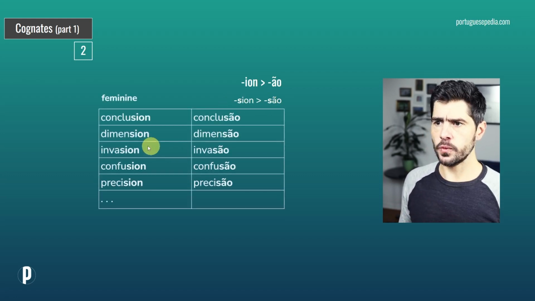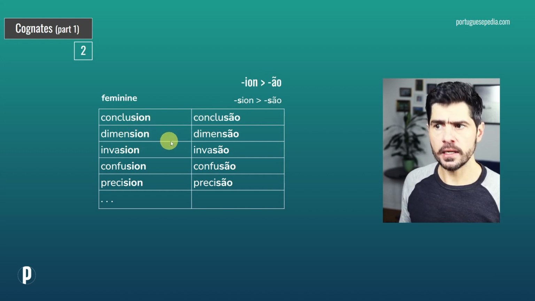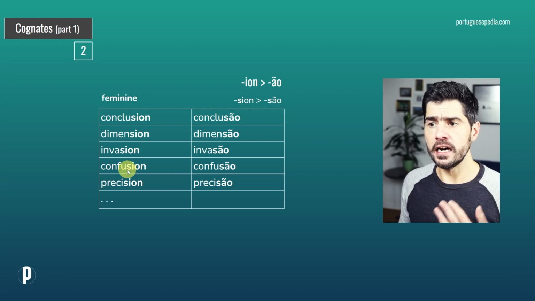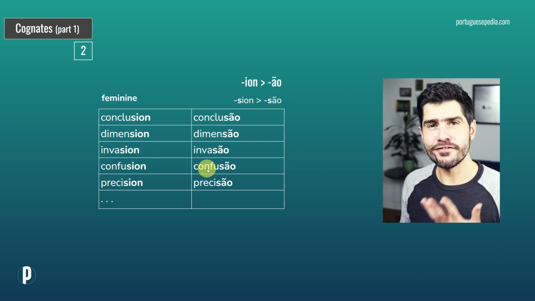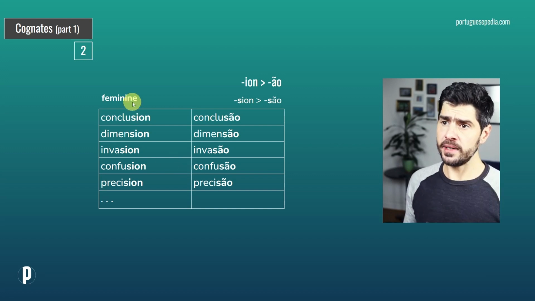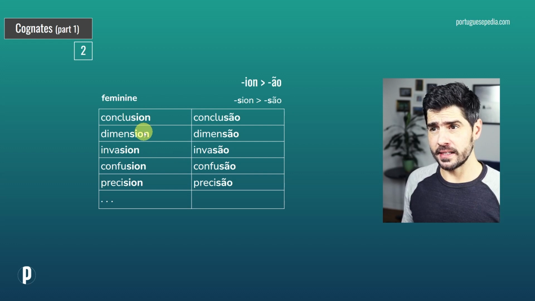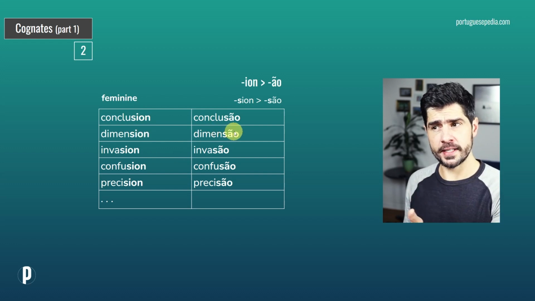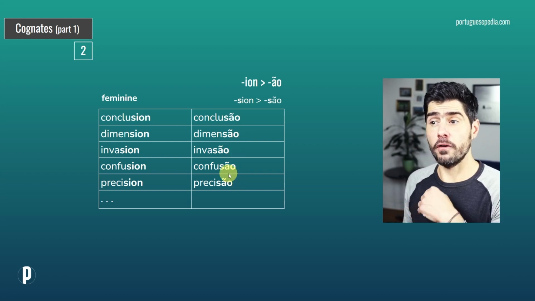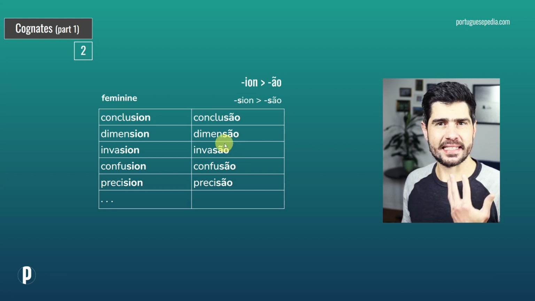So for instance, we have conclusion, conclusão, dimension, dimensão, confusion, confusão. But otherwise, it's the same. You see, it's feminine nouns, and when it comes to word stress, it's the same principle. We will stress the last syllable in Portuguese, so dimensão, confusão, and of course the nasality, our nasal diphthongs, dimensão.